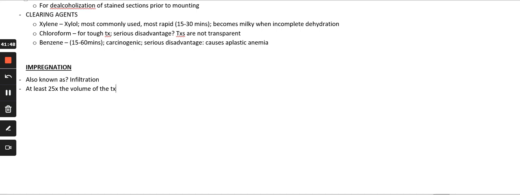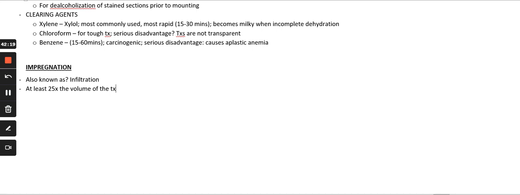Okay? Kay di ba, nakuha man nato tong intracellular water via dehydration. Now we have to stabilize the tissue by introducing it with our paraffin wax. Okay? Now take note guys, in our impregnation, it should be 25 times the volume of the tissue. Okay? Now what else should you know of?